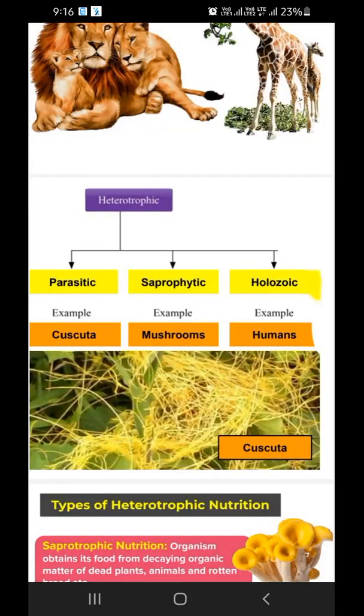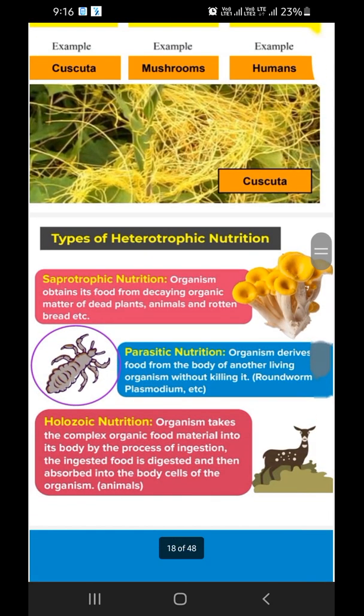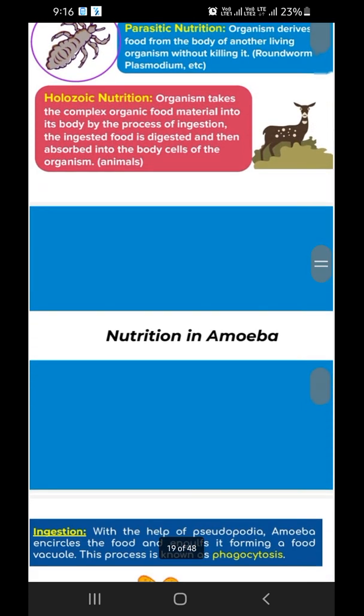Here are some examples also. Parasitic nutrition is followed by cuscuta. Saprophytic nutrition is followed by mushrooms and some fungi. Holozoic nutrition is followed by humans and a few animals. So, the types of nutrition, as I told you: saprophytic, parasitic and holozoic. If you want to take a screenshot, you can take it.